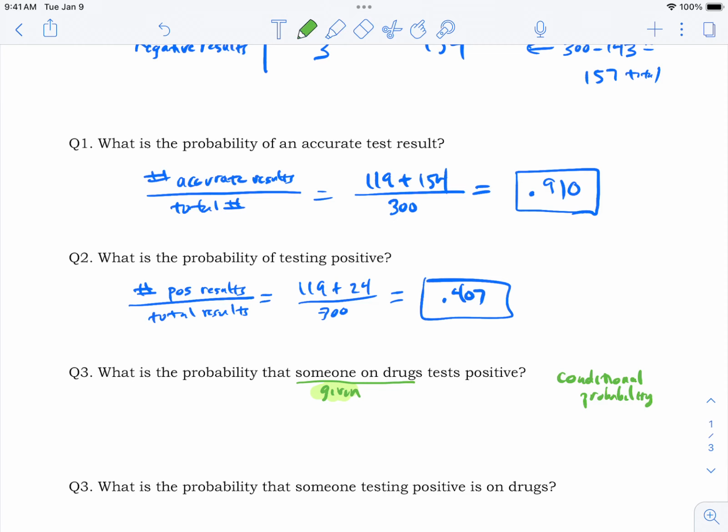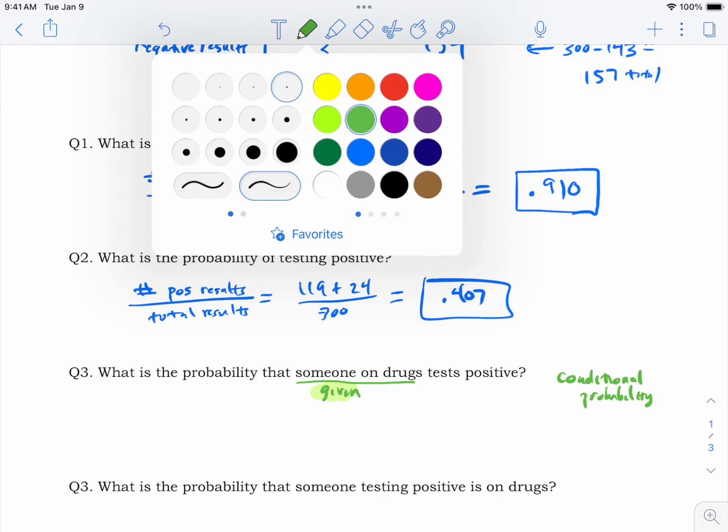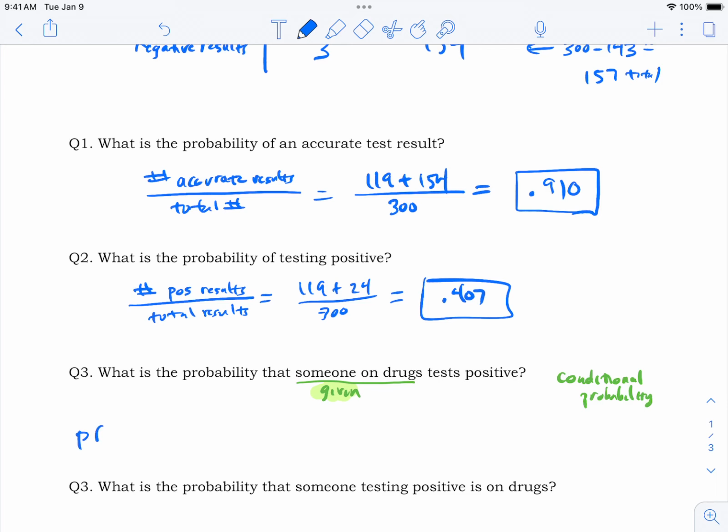So we can write that kind of symbolically this way. Maybe I'll go back to blue. We can say the probability of a positive result under the condition that, or given that, they're on drugs. Right? That's our notation with this vertical line, we call that a pipe. Positive result, given that they're on drugs. So again, this is what's given, they're on drugs.